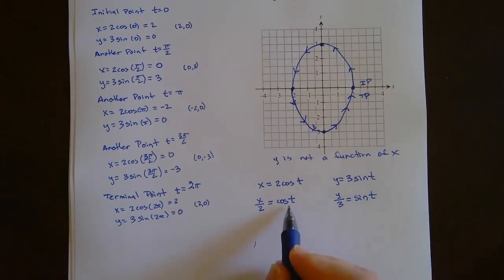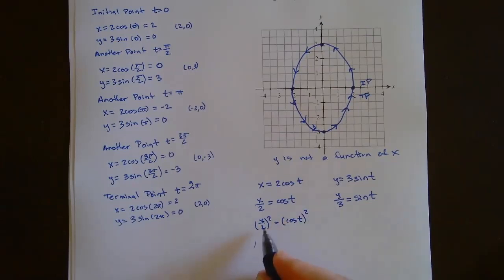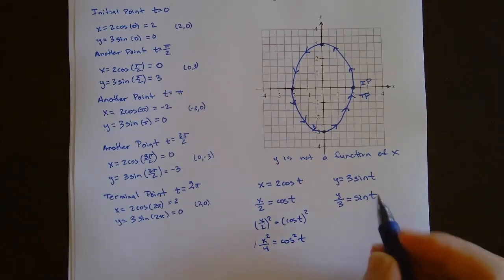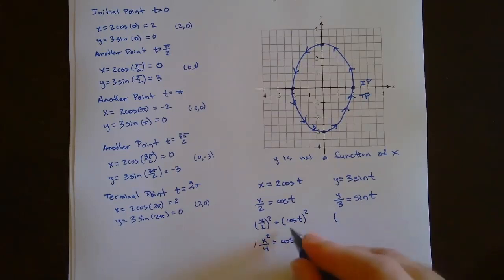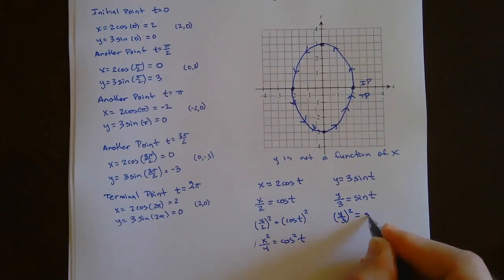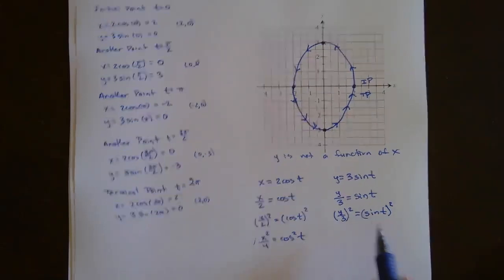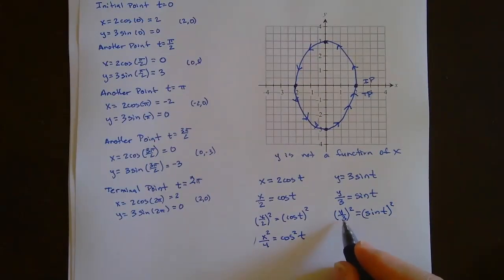So right here, I'm going to square both sides. Let me just go ahead and write it. So x over 2 squared is equal to cosine of t squared. So this left side would be x squared over 4 is equal to cosine squared t. Over here, I'm going to square both sides just like I did over here. So sine of t squared. I'm squaring both sides, so it's going to stay equal. So this left side becomes y squared over 9.